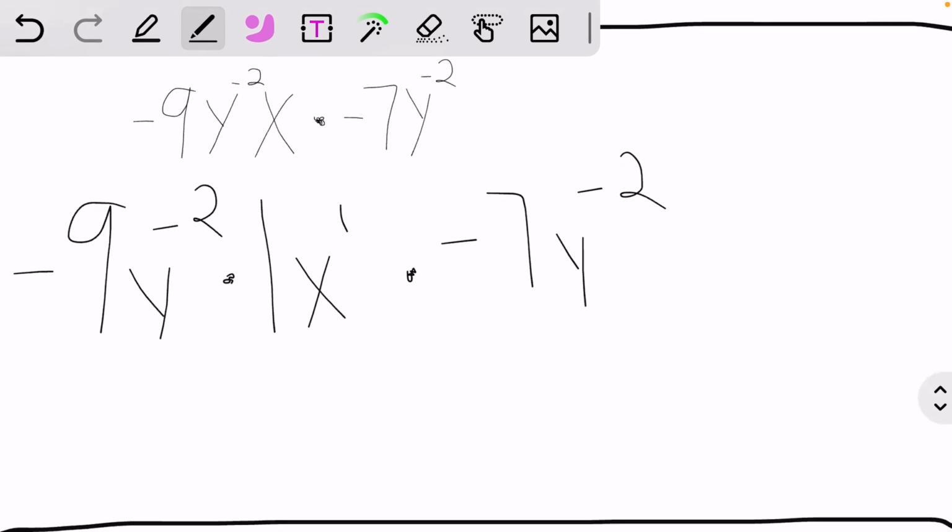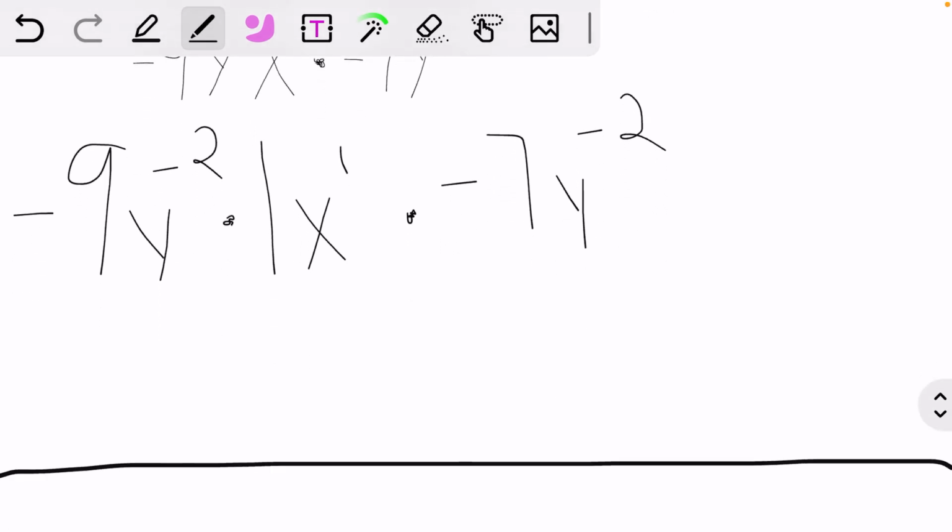All right, so just like all the other problems, the first thing we're gonna do is combine the coefficients, because we're not looking at any variables right now. So we got negative 9 times 1, that's going to be negative 9. And after that, we got negative 9 times negative 7. Two negatives, of course, are going to make a positive, and 9 times 7 is 63. So we're going to have 63 as a coefficient.